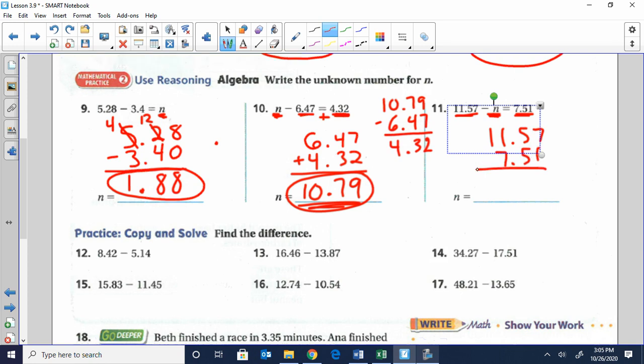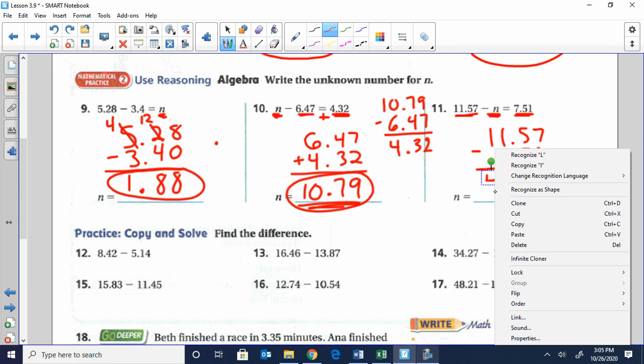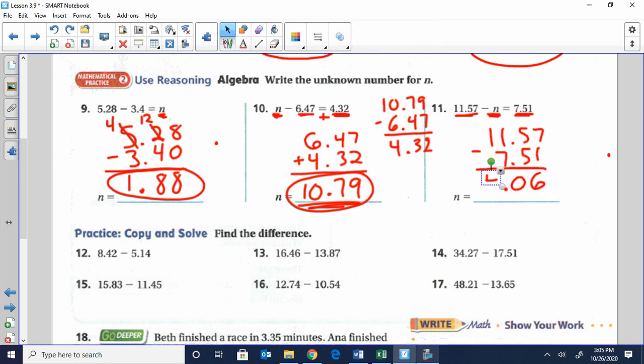We make sure that we line up our decimals, and we have 7 minus 1 is 6. 5 minus 5 is 0. Bring our decimal down. 11 minus 7 is 4. And the number that we subtracted away was 4 and 6 hundredths. Now again, we can check this by going back to the original and plugging 4 and 6 hundredths in for n.